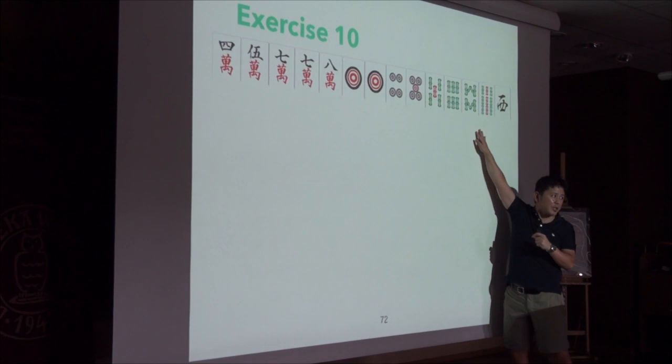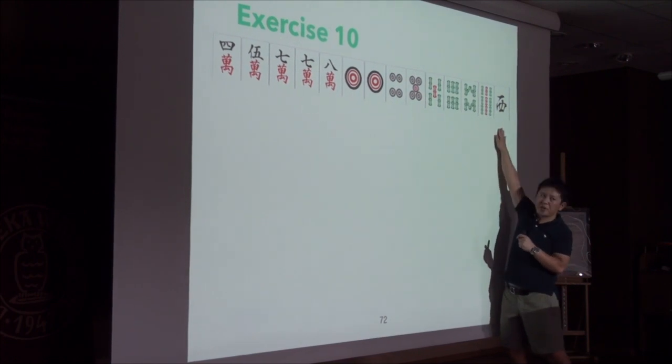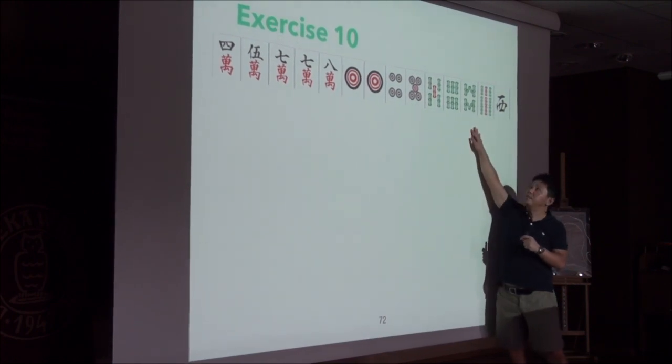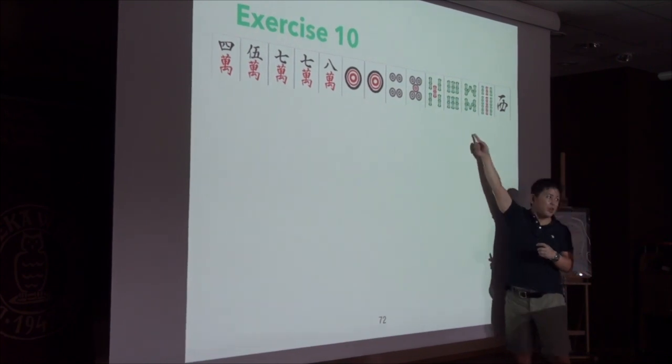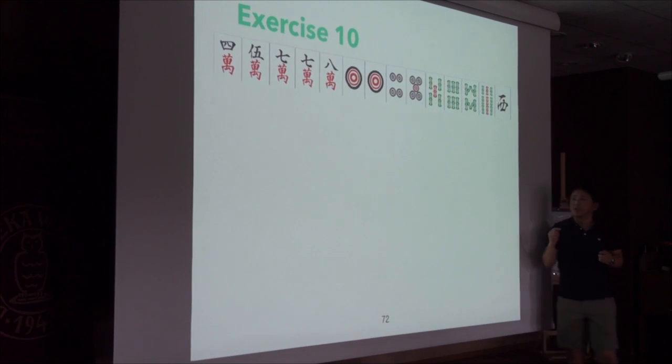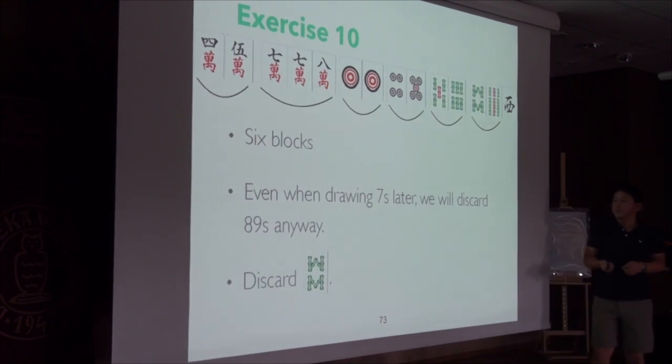So they are redundant. This is redundant, but this is also redundant. And since this is in normal situation safer than this, we should discard 8 and 9. Right?